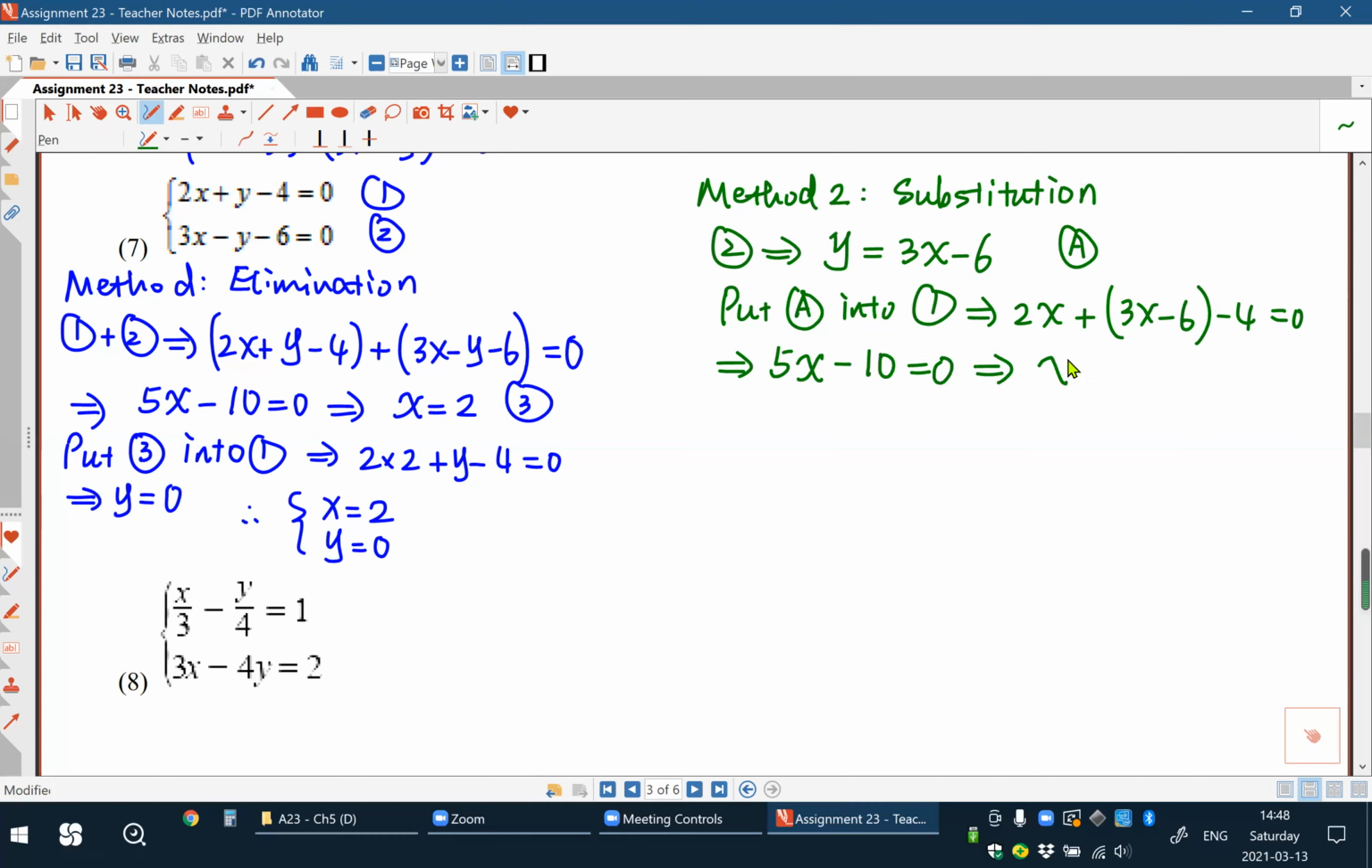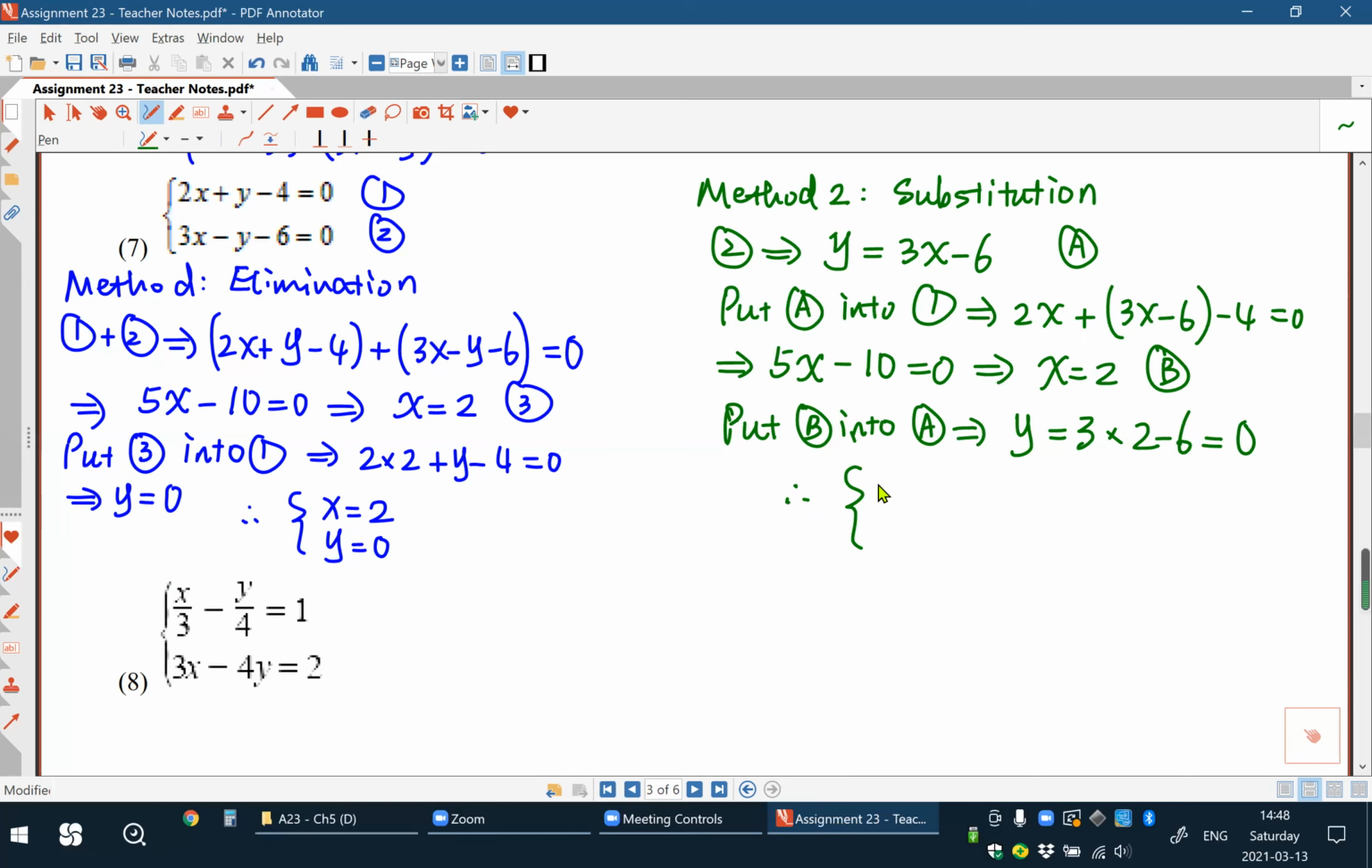And then you can solve x is actually 2, right? So let's call this B. Then we can put B back into A. This will give you y is 3 by 2 minus 6, which is 0, right? And we reach the same solution with method 1, which is x is 2, y is 0. This is our final solution. Okay, have a look at this. Any questions?